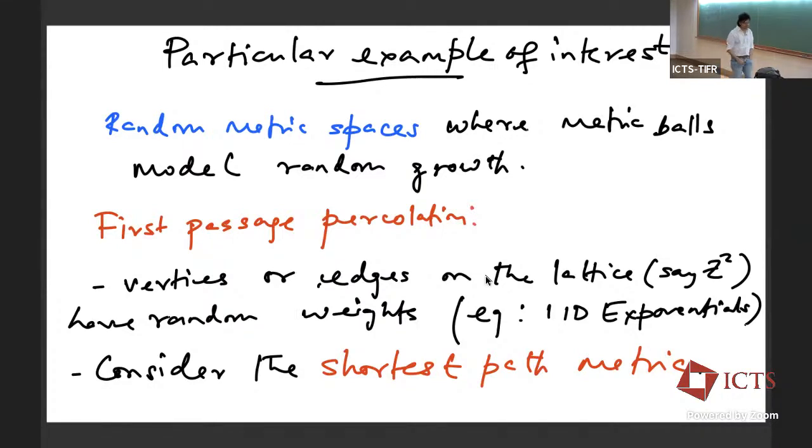A particular class of examples of interest are random metric spaces where metric balls model random growth. All of these things are examples of stochastic growth, and one class of examples comes from random metric spaces where you look at the metric ball around a particular point. As the radius of this ball increases, that mimics random growth. A particular example is FPP, or first passage percolation, where you put random weights on the edges or the vertices of a lattice, and you randomly distort it. So Z^2 itself comes with a graph structure and has its induced L1 metric, but now let's say you randomly distort it. One vanilla way of doing that is to put random weights on every edge, and that changes the length of each edge. And then you look at the induced shortest path metric.